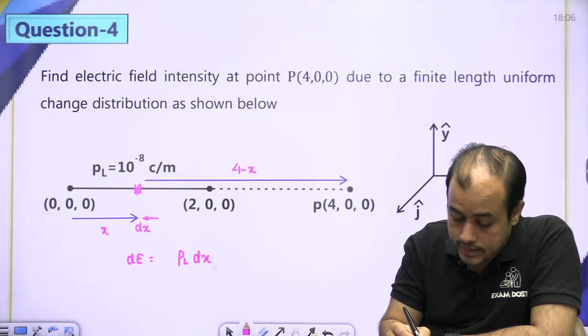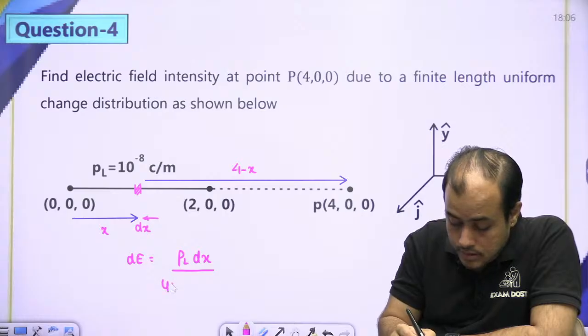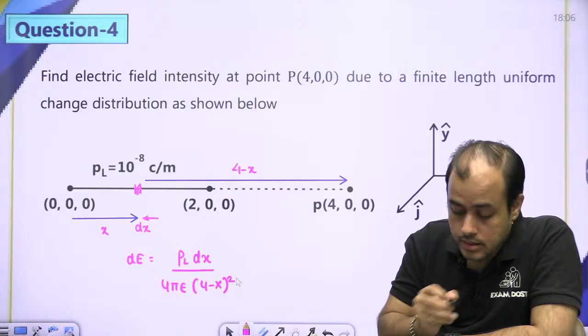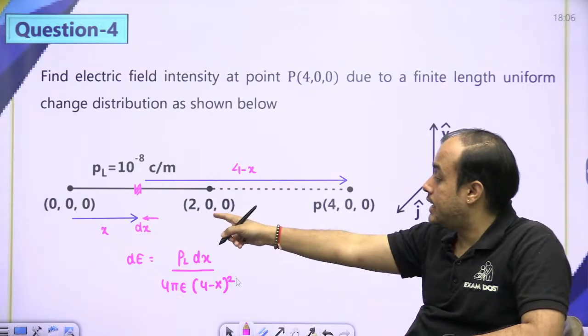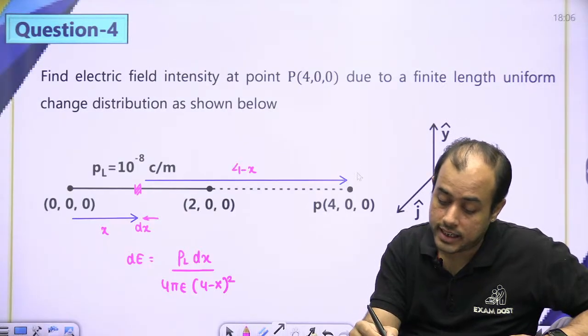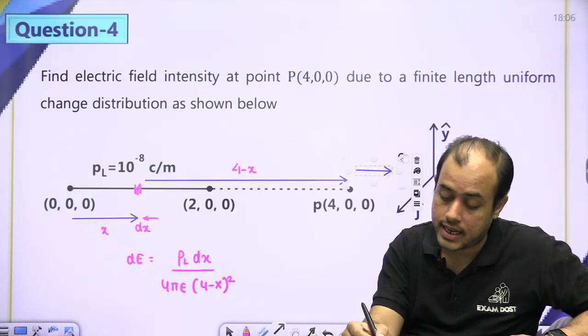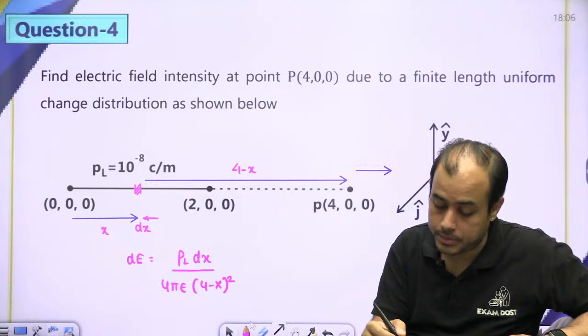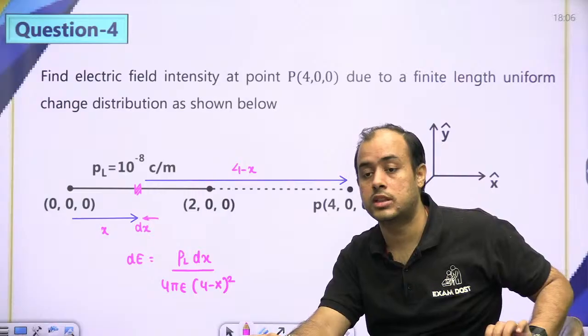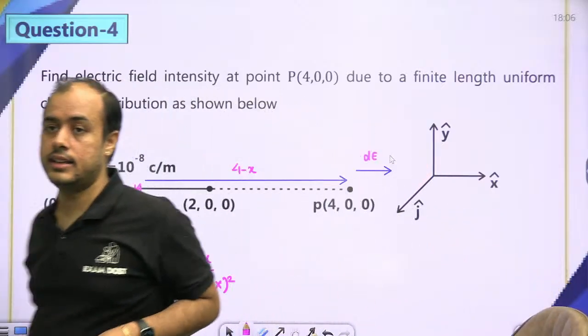So, what is dE? Rho L dx by 4 pi epsilon. Now, beta, try to integrate, vary x from 0 to 2 because the electric field is in the same direction, that is away from the charge. करना जरा, इंटीग्रेट करिए 0 से लेकर के 2 तक भाई. इंटीग्रेट दिस.